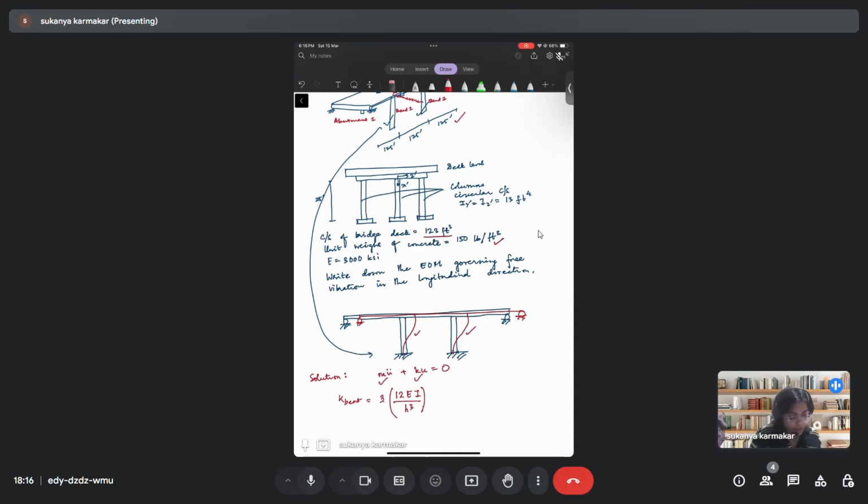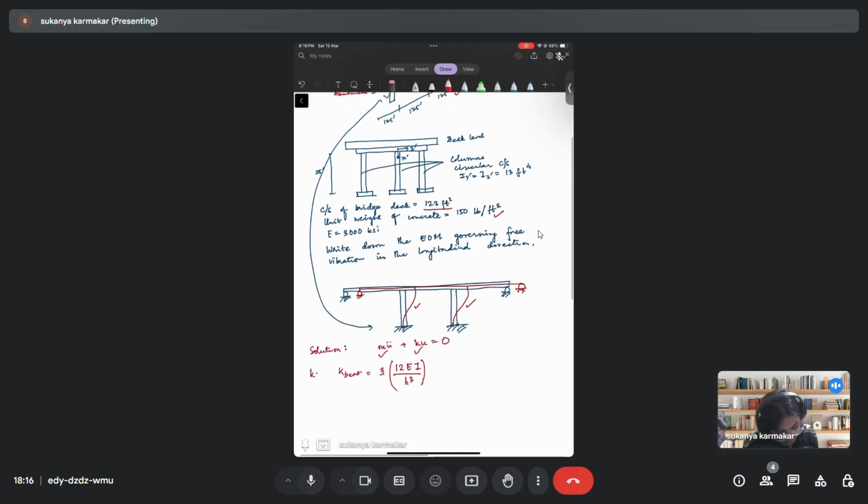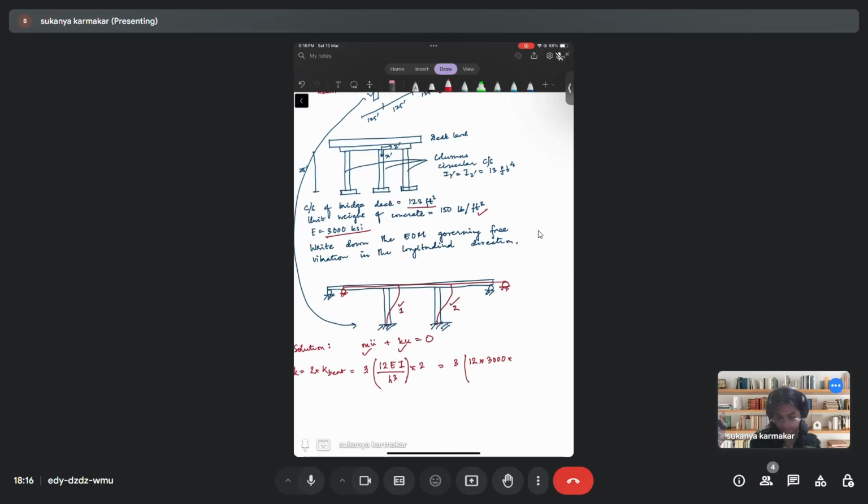And what will be the total stiffness? The total stiffness K will be 2 into the stiffness of the bend, since there are two bends. This is bend 1 and bend 2. So this into 2. So 3, 12. What is E? E is 3000 KSI. So 3000. And I, what is I?